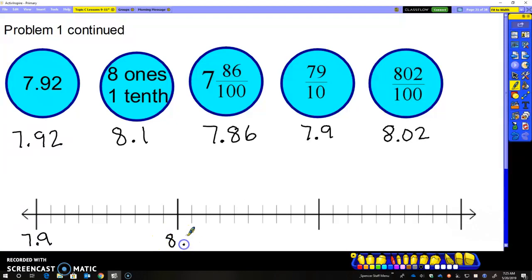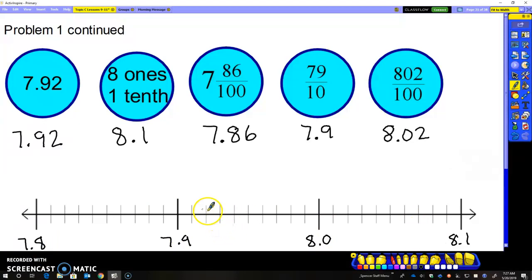So then this is 8.0, then I have 8.1, and then I have 8.2. And hopefully, oh, I have a 7. Oh man, never mind. I gotta start over. Sorry about that. I totally missed my 7.86, so 86 hundredths. I needed to have a 7.8. So see how I've marked my tenths. I have 7.8, 7.9, 8.0, 8.1.